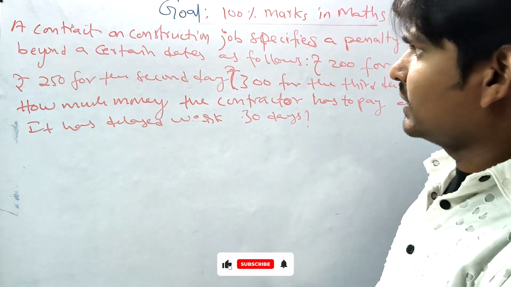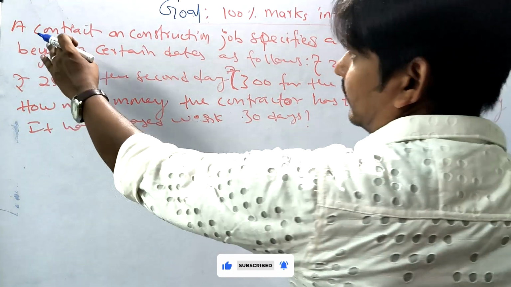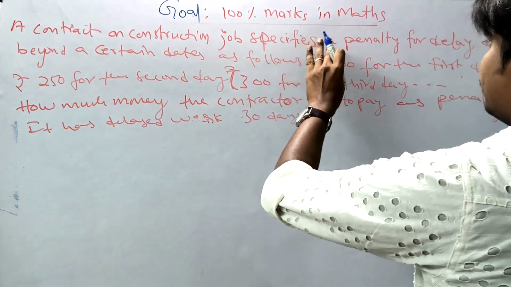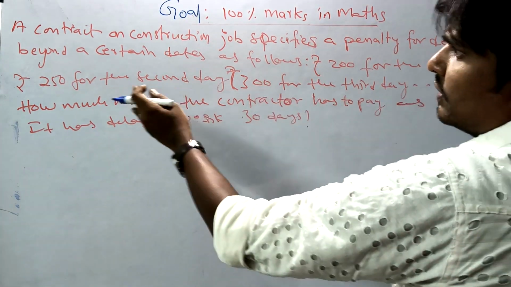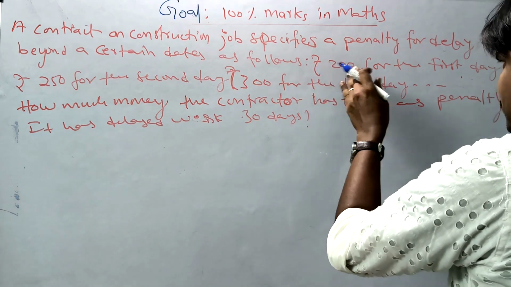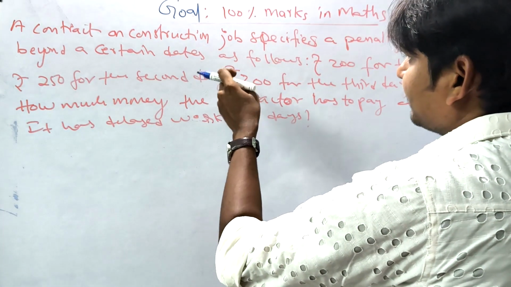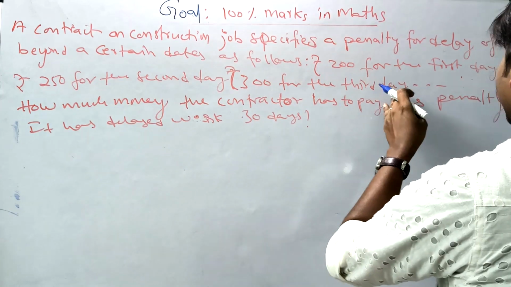So first of all, understand the question here. What is the question? Once again I am reading, see here all of you. A contract on a construction job specifies a penalty for delay beyond a certain date as follows: rupees 200 for the first day, rupees 250 for the second day, and rupees 300 for the third day, and so on.